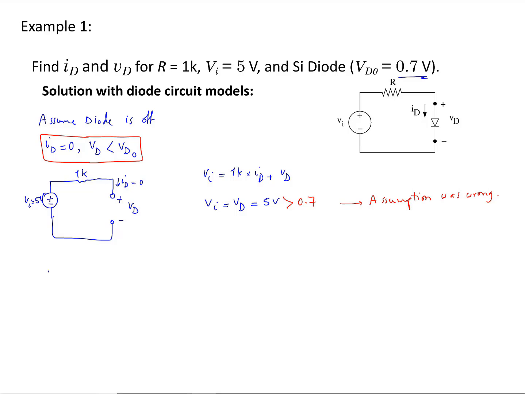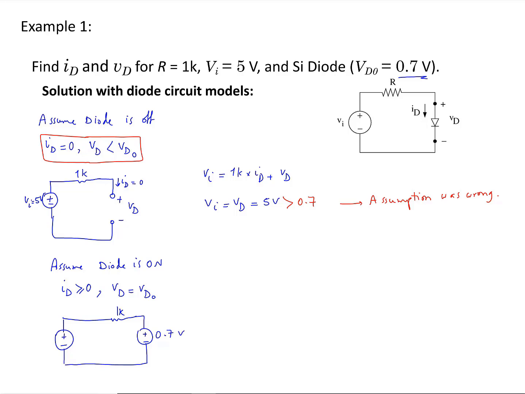In the second step, I'm going to assume that the diode is on. With this assumption, I expect ID to be greater than or equal to 0 and VD to be equal to VD naught. The circuit model, I'm going to draw the circuit again, and that is going to be this 1K, and I'm going to replace the diode with its constant voltage drop model of 0.7 volts, and this is again my ID, and this is VI, which is 5 volts.